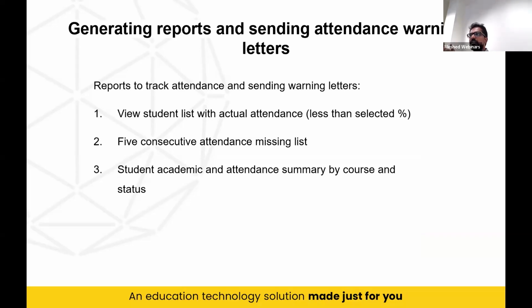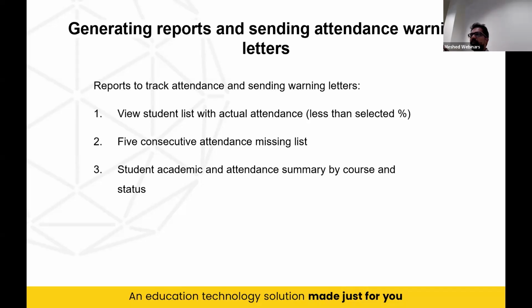So once you have recorded the attendance correctly in the system, there are various reports the staff can use to identify the students with different attendance percentages, and identify the students who have not attended the classes. Some of the common reports I have put together here: view student list with actual percentage less than selected percentage.